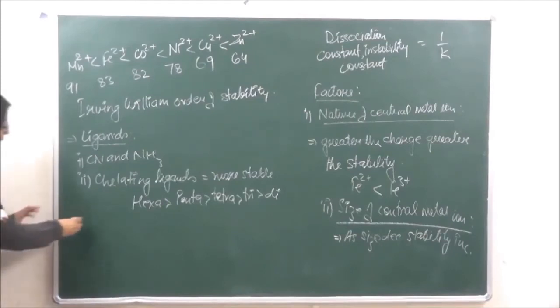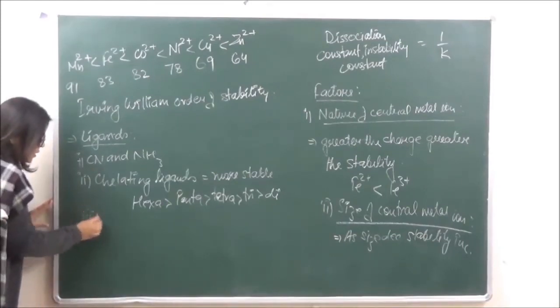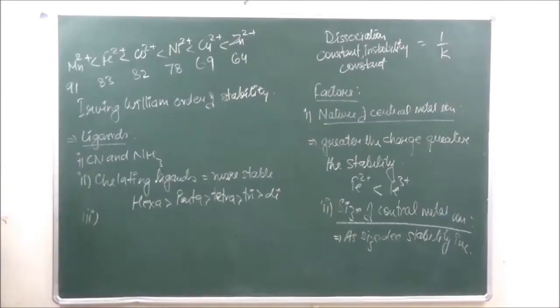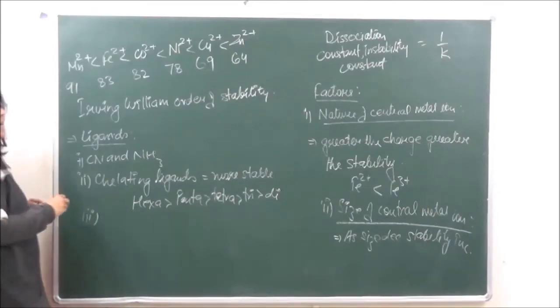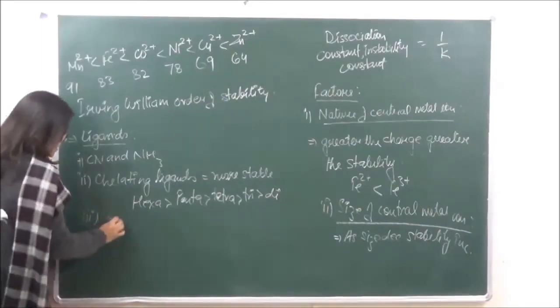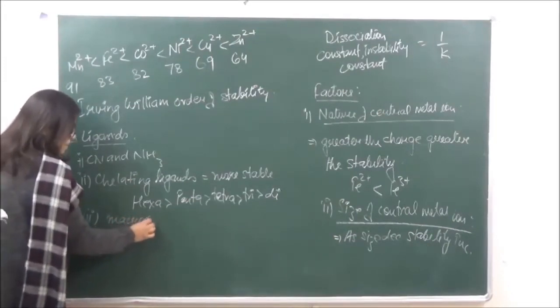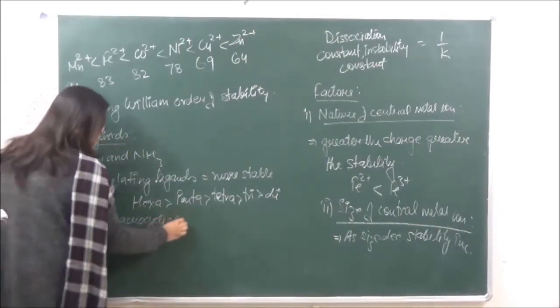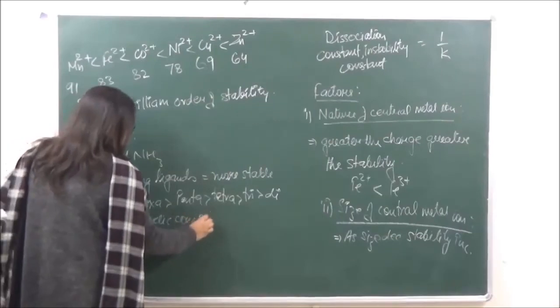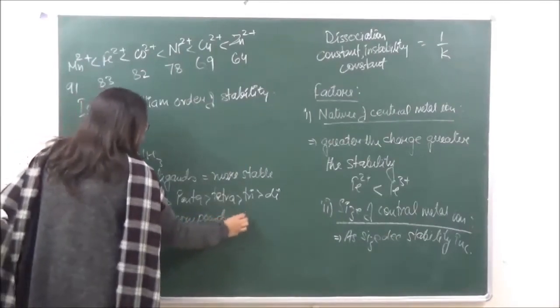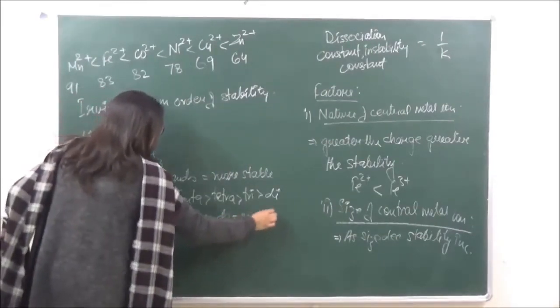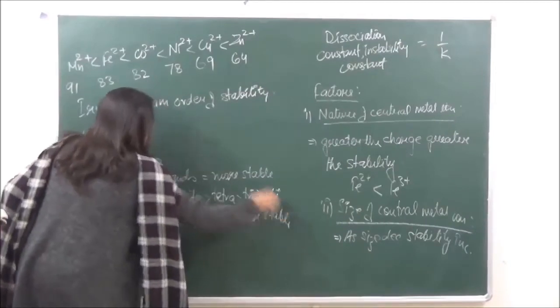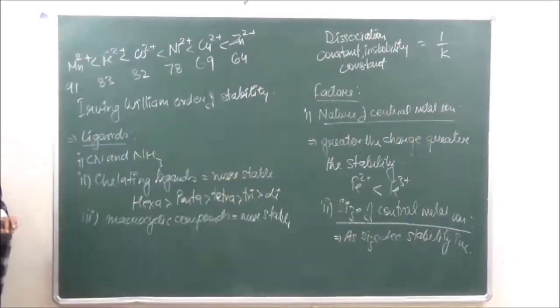Okay? Then number 3, all those which are going to form cyclic compounds are going to be more stable. All those which form cyclic compounds are going to be more stable.